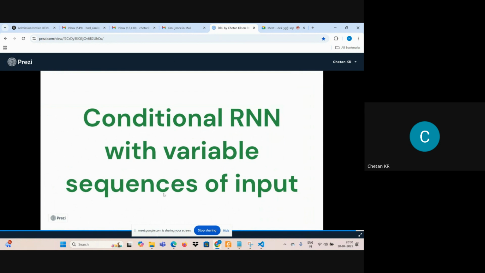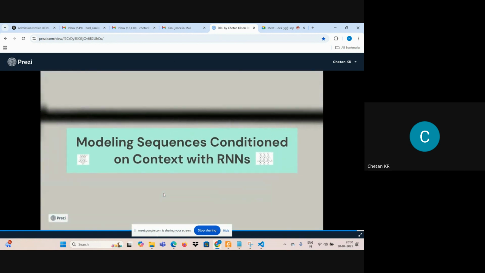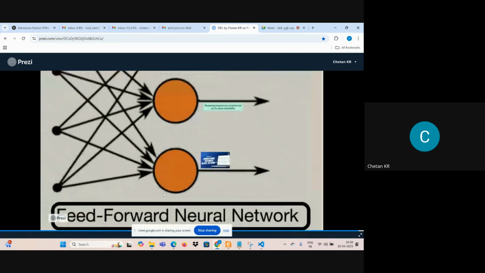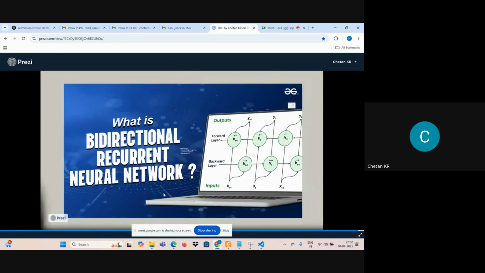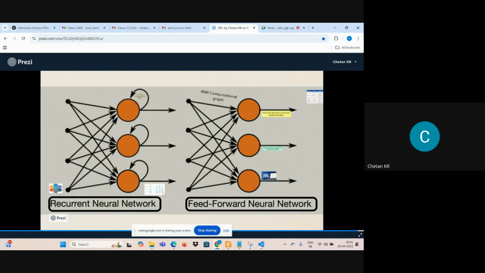Conditional RNN with variable sequences of input, and bidirectional RNN, we will discuss in the class itself. So in this video, what I discussed today, I would like to summarize. First is some basics of RNN, its comparison with CNN, and its applications. That is one part.